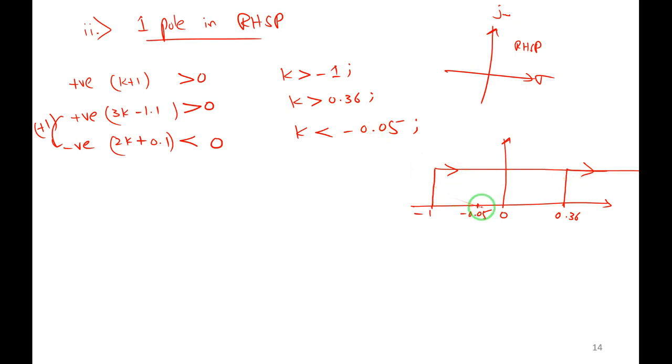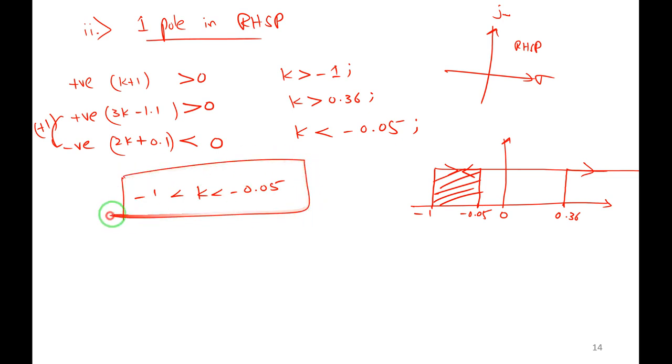But k is less than minus 0.05. Observe here, this is the beauty. So this is the shaded area, so value of k should lie between this. K should be greater than minus 1 but less than minus 0.05. This is the range of k, so that one pole will be in the right half of the S plane.